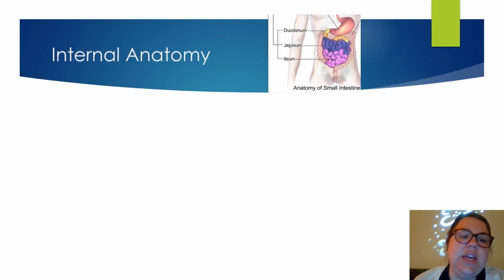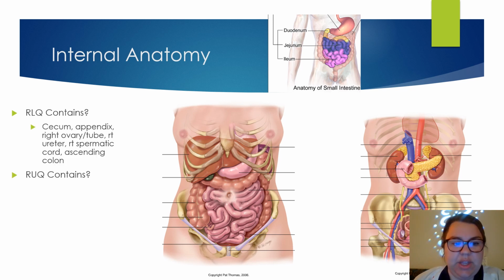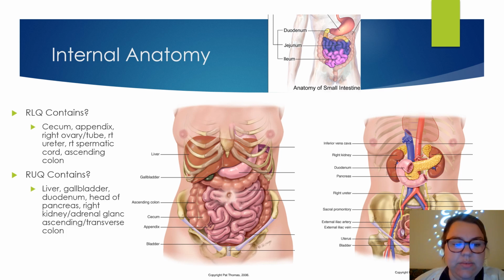Now within the internal anatomy, in your right lower quadrant, what does it contain? Your cecum, your appendix, the ascending colon, and then you have the right ovary, the right ureter, and the right spermatic cord. The right upper quadrant contains the liver, the gallbladder, the duodenum, the head of the pancreas, the ascending and transverse colon, and you have the right kidney, which has the adrenal gland on top.